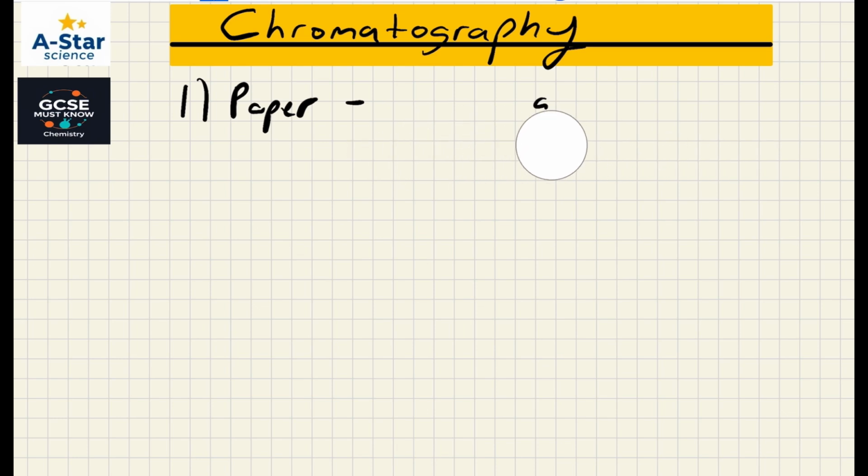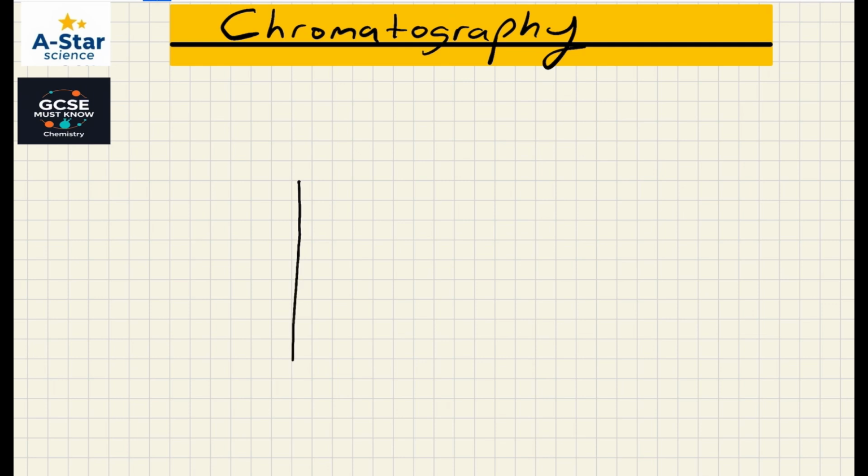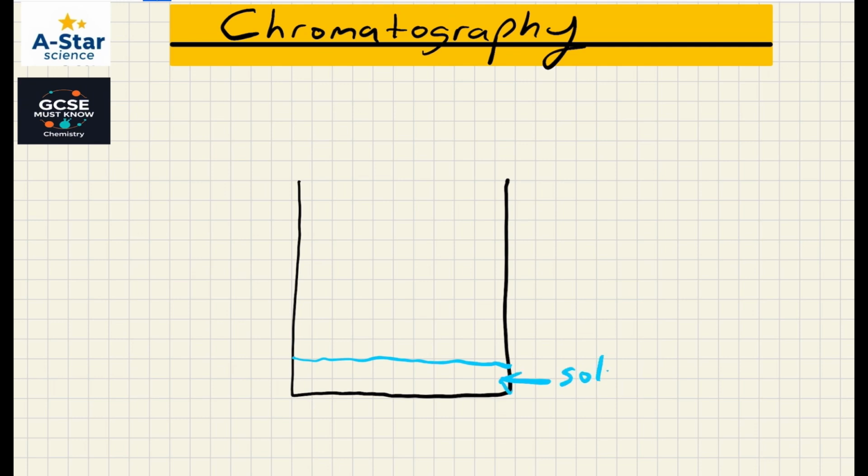So we're going to look first at paper chromatography in this particular case, because that's what you'll be doing in your GCSE required practical. So the basic setup is if you have a beaker, like so, and in that beaker, you'll normally have a solvent. In this case, we're going to use water. Now, a solvent is something that a solute can dissolve in, and we call that the mobile phase. The solvent is the mobile phase. Mobile means it can move.